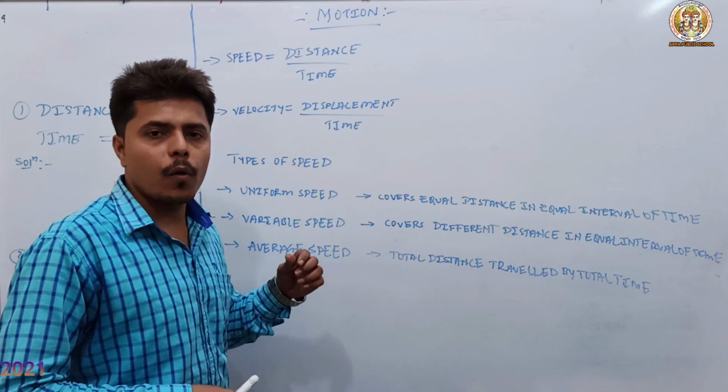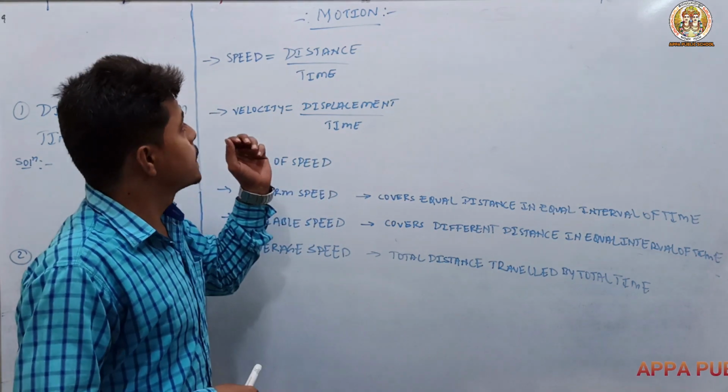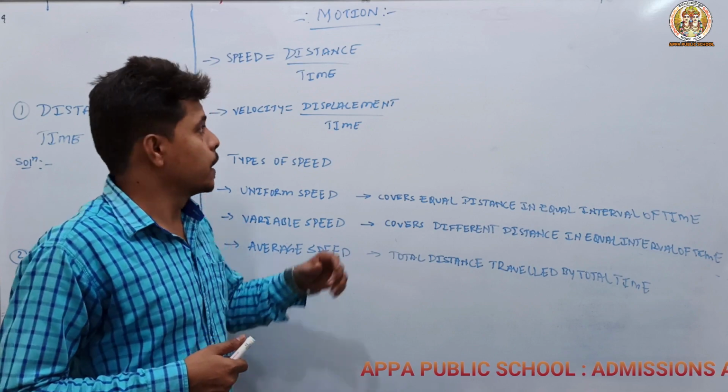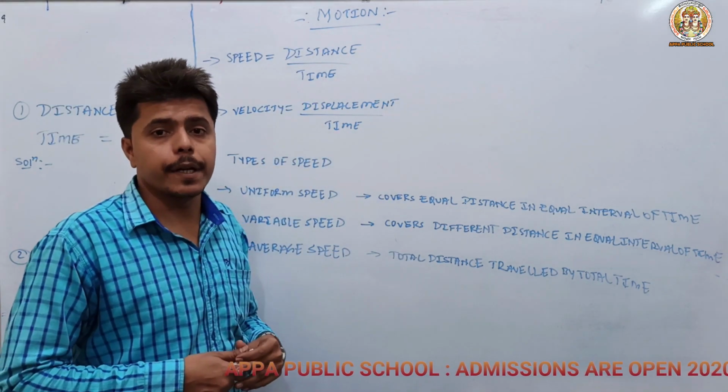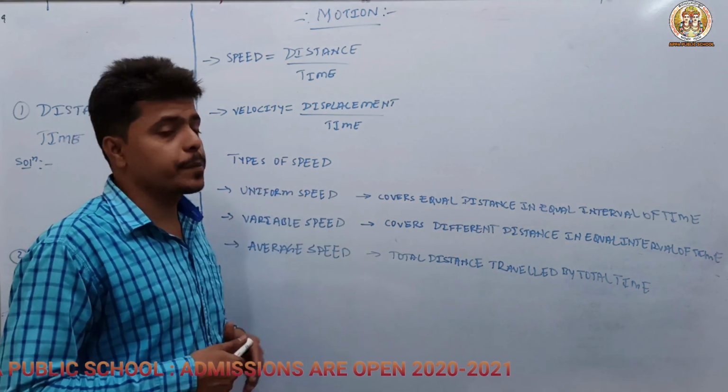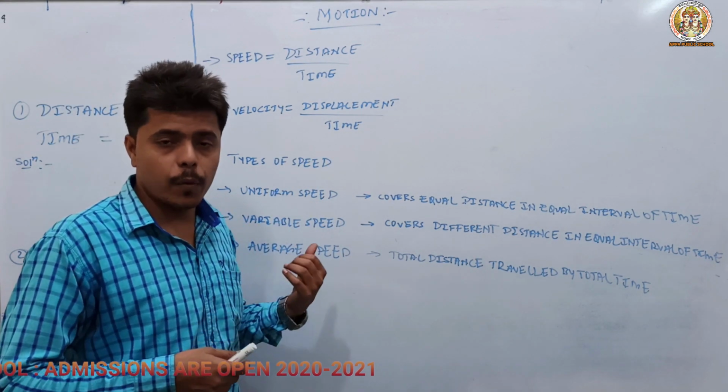Now we are going into detail about speed and velocity. Speed means distance traveled by time taken. Velocity means displacement by time taken. Next, what are the types of speed? We are going to see them in detail.